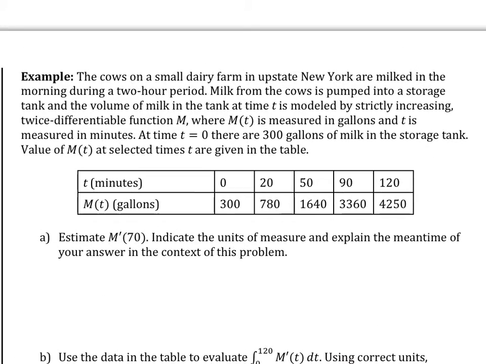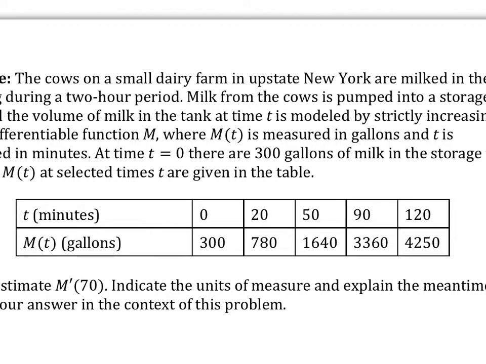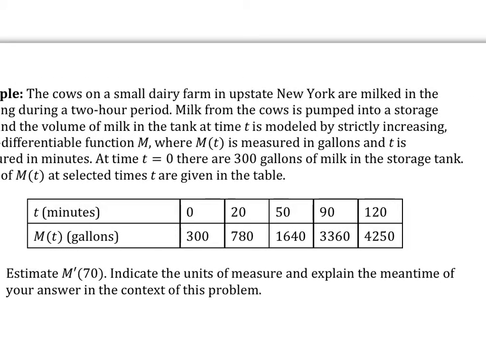Please be careful. Every time they give you a table, just be careful of what they're asking you for. The cows on a small dairy farm in upstate New York are milked in the morning during a 2-hour period. Milk from the cows is pumped into a storage tank, and the volume of milk in the tank at time t is modeled by a strictly increasing, twice differentiable function m, where m of t is measured in gallons and t is measured in minutes. Oh, okay, so this is probably a very important part.